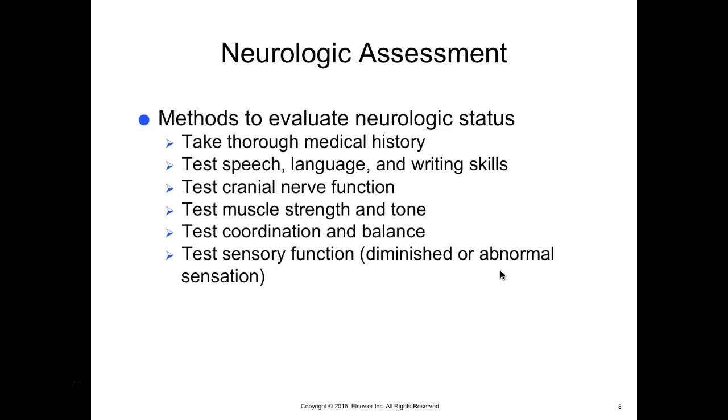So neurologic assessment, methods to evaluate neurologic status. So we take thorough medical history, test speech, language, writing skills, and test cranial nerve function, test their muscle strength and tone, test coordination and balance, so when they're walking, and we also do a test called a Romberg test to assess their balance, and then test sensory function. Is it diminished or abnormal sensation? So can they feel sharp, dull, soft touch, firm touch, those types of things for sensory.